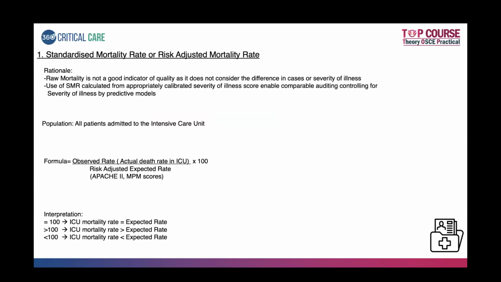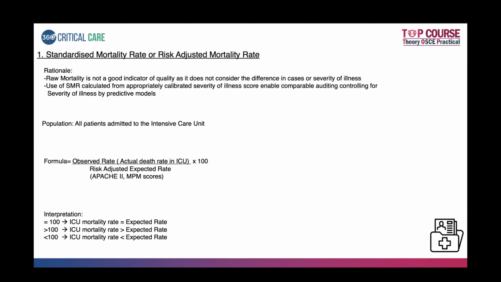First, coming to the standardized mortality rate, or the risk-adjusted mortality rate. The main rationale is that raw mortality is not a good quality indicator because it does not consider the difference in cases or the severity of illness. You may have an ICU with a random set of patients, like in a multidisciplinary ICU, where a lot of patients may die within 24 to 48 hours. But that may not reflect properly when you compare it with other hospital ICUs because there is no proper standardization, as they may be receiving a different subset of patients.